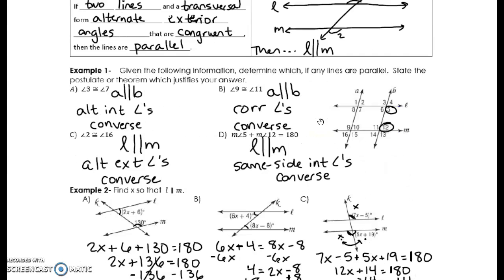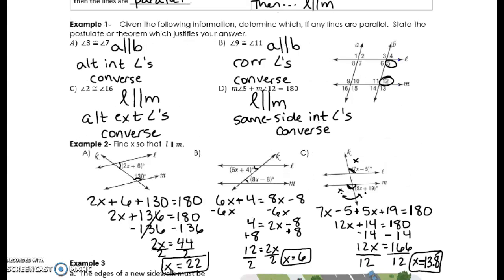So what we did then in this picture here was we figured out which lines are parallel and what theorem. So for example, I'm just going to skip down to letter D because that's the one that's already circled. We have the measure of angle 5 and the measure of angle 12 add up to 180. So we said, okay, 5 and 12, they're same side interior angles. Okay, they add up to 180. And they are along lines L and M.